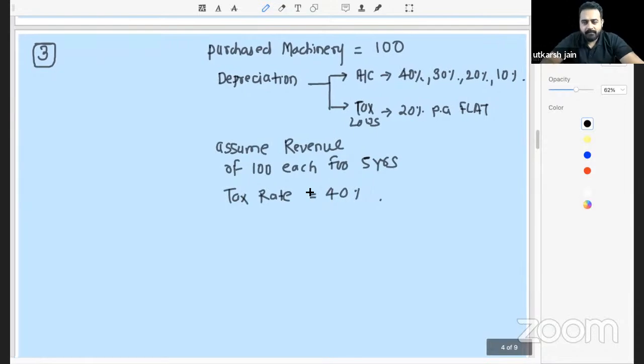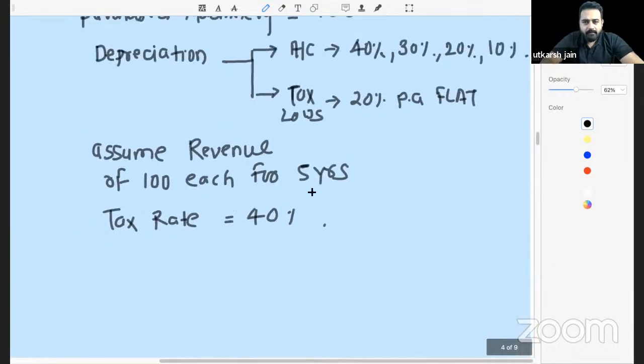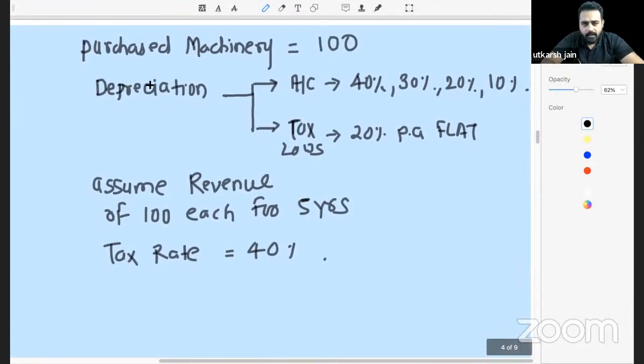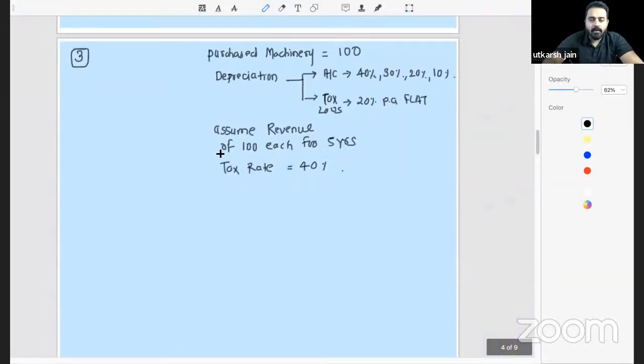So that's the basic information we have. We bought a new machinery. It's worth 100. We're going to charge depreciation. That's my only expense here in this example. In the books of account, I'm going to get 40, 30, 20, 10 as the depreciation. So that's 70, 90, 100. Over the period of 4 years, I'll be able to depreciate everything. In the taxation laws, every year I'll be able to charge 20%. We'll assume revenue of 100 each year for 5 years, and a tax rate of 40%. All right. Now look at how the accounting is going to work.